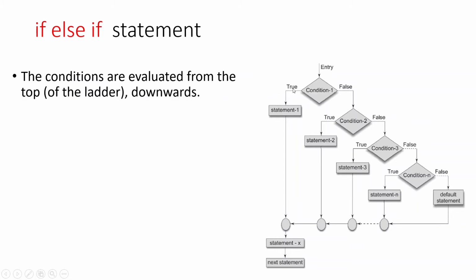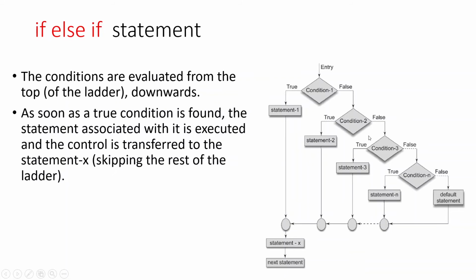The conditions are evaluated from the top downwards. So the first condition is verified. If it is true, it will directly go to statement X. If it is false, it will go to the second condition. Again, if it is true, it will go back, or else it will move to condition 3. That's why it is called a ladder type structure.